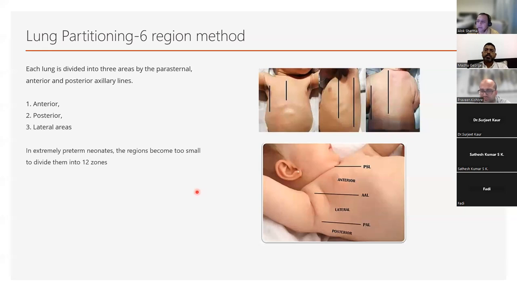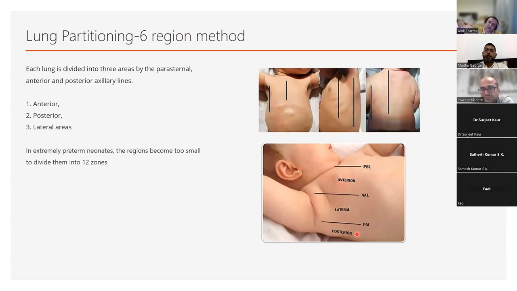Okay. Any questions? Please. Yes, sir. In this picture where you have shown us the posterior region, where do we exactly keep the probe? Is it just near to the posterior axillary line or near to the... Just on the posterior axillary line and directing it posteriorly. You can sweep. You can sweep up and down.